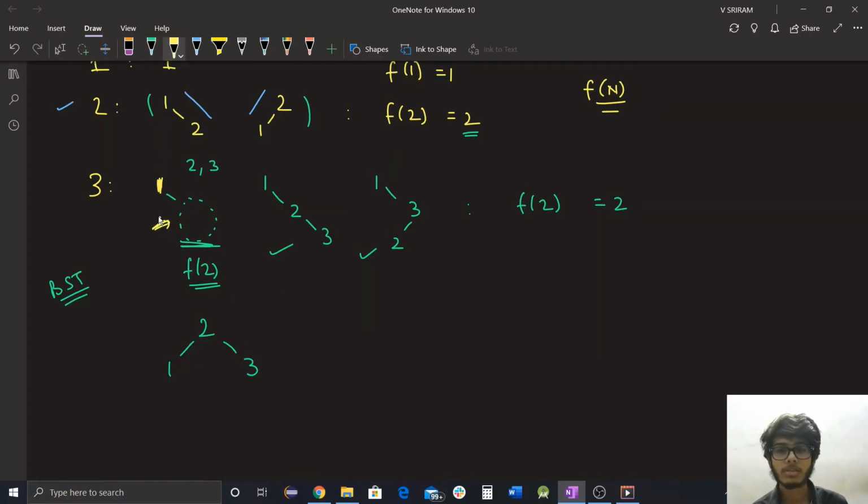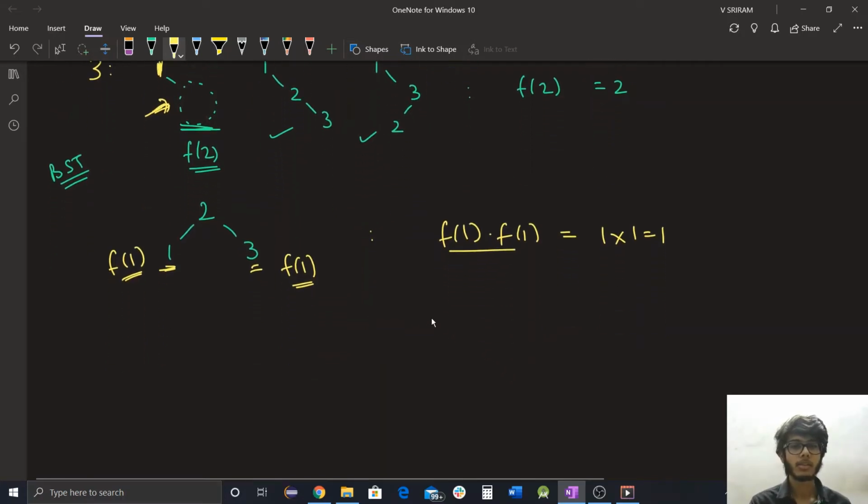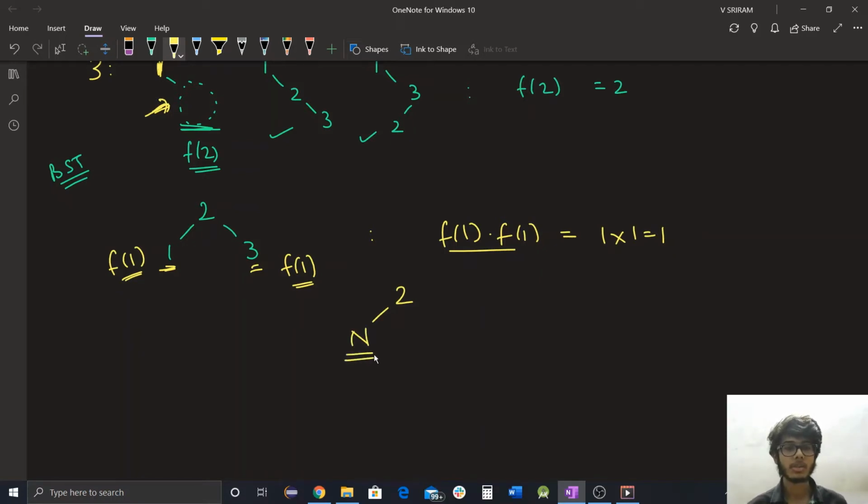Now we can also do what we did in the previous case, that is there's only one element that we need to accommodate on the left side, so that can be done in f1 ways, and again the right side also can be done in f1 ways. So the total number of ways is f1 into f1, that is 1 into 1 is equal to 1. Now why are we calculating this product? Because if we have a root node and there are n ways to generate the left subtree and m ways to generate the right subtree, then the number of ways to generate the entire tree is nothing but n into m. So that is the reason behind calculating this product.